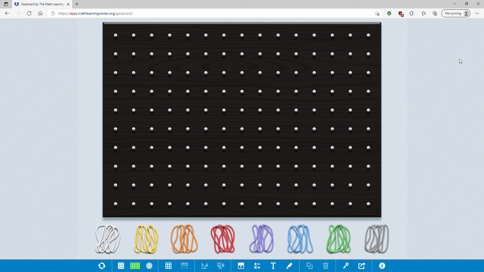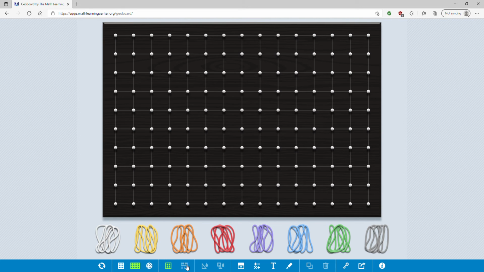The purpose of today's lesson is to practice the area of a triangle and to show students how to compare two triangles that are different shapes but may or may not have the same area. So to get started, we'll put our grid lines and our numbers on our Geoboard.